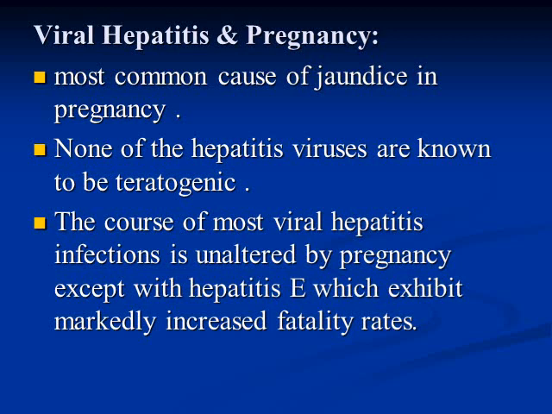Now about viral hepatitis and pregnancy. Viral hepatitis is a disease which occurs accidentally with the pregnancy, not like the acute fatty liver or the intrahepatic cholestasis of pregnancy. It can occur inside or outside the pregnancy, and most cases of jaundice in pregnancy are due to viral hepatitis. None of the hepatitis viruses are known to be teratogenic, and the course of most viral hepatitis is unaltered by pregnancy, except for hepatitis E, which may exhibit a fulminating course and be associated with an increased fatality rate.